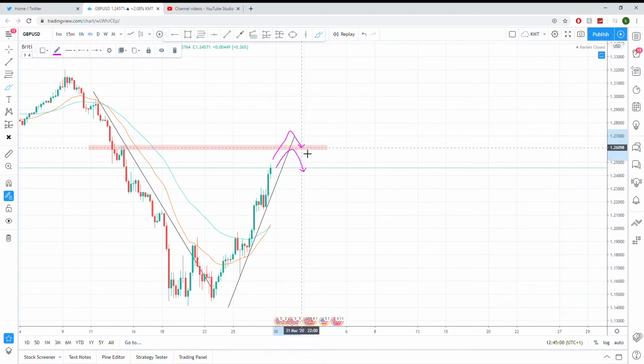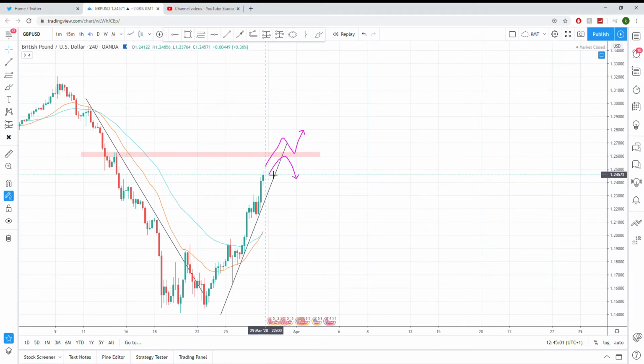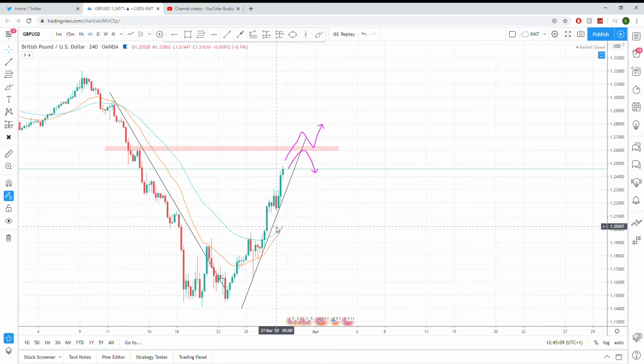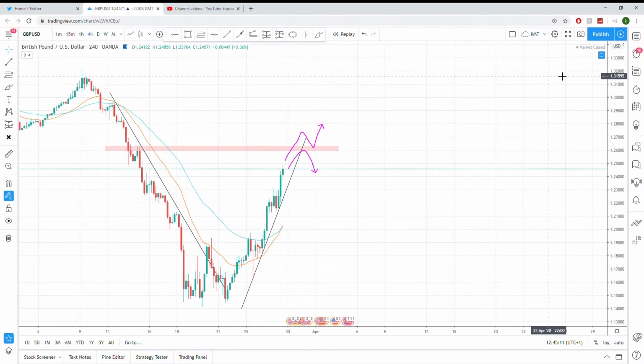But if we continuate, we'll probably see something like this, where closure above on the 4-hour time frame, pull back, and then push to the upside again. So that's all that I'm thinking with this pair.